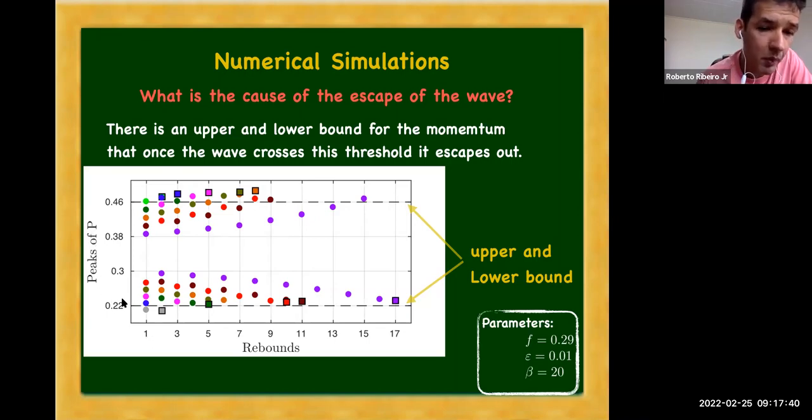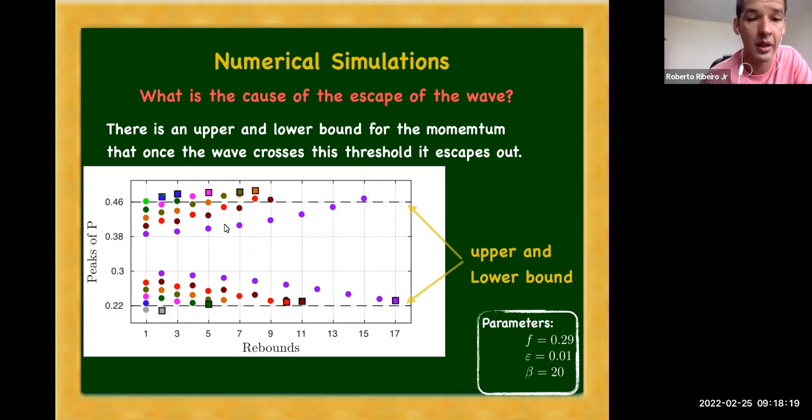We are plotting the peak of the momentum at each rebound. Each color here denotes a wave. For example, let's track this red circle here. This red dot represents a wave that, in the first rebound, had its momentum peak at this value here. Then, in the second rebound, the wave gained momentum, and the peak of the momentum is given here. And in the third rebound, the peak of the momentum is here.